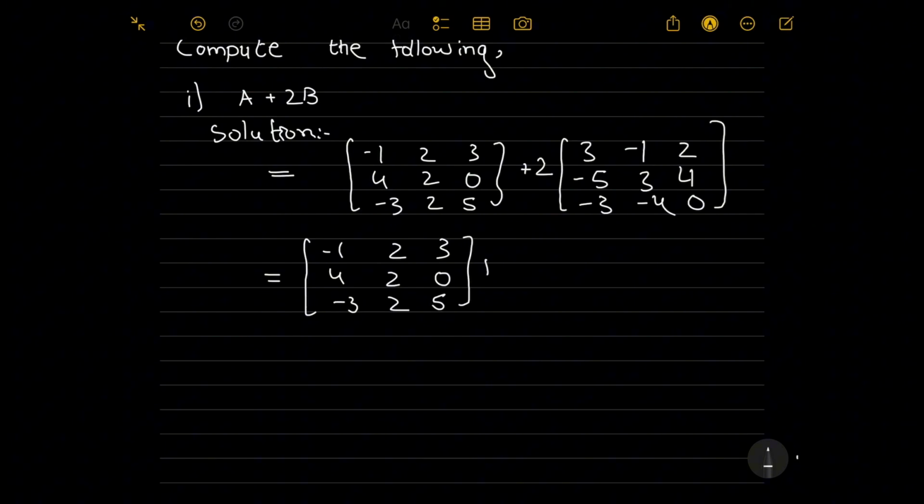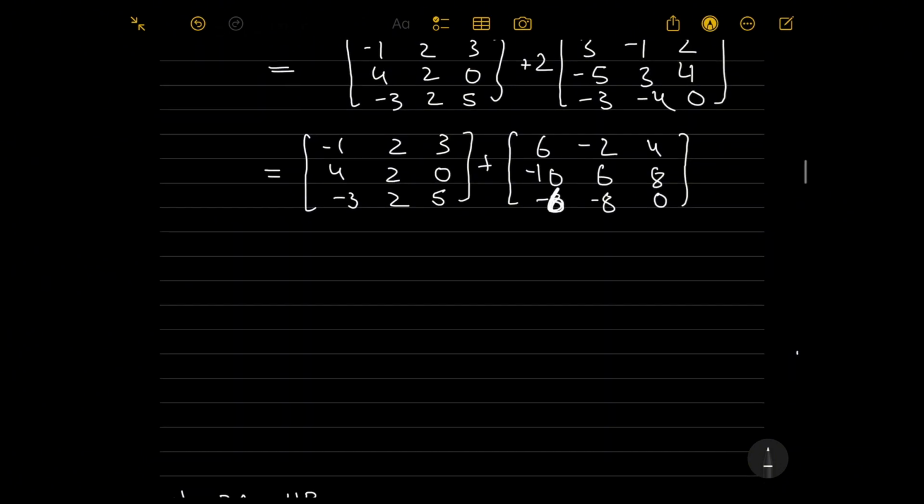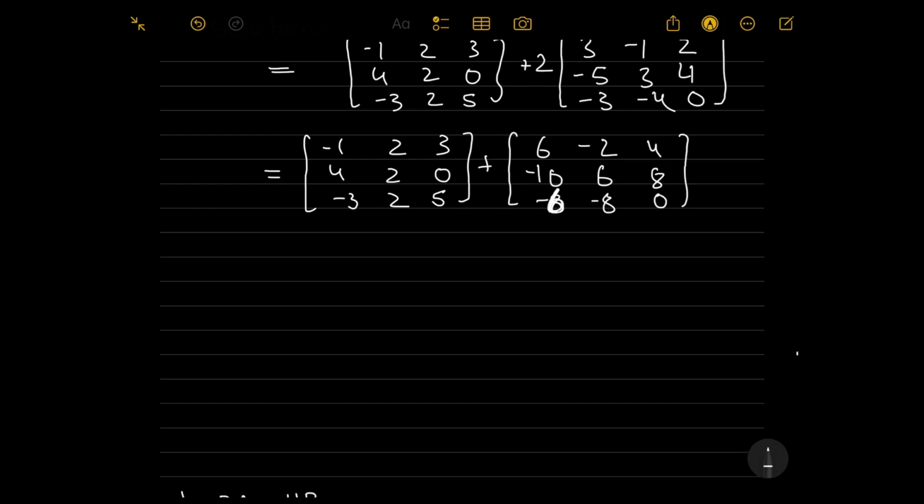Then multiply 2, so plus, it will become 6 minus 2, so minus 2, 4, minus 10, 6, 8, minus 6, minus 8, and 0. So this is minus 6, minus 8. Okay, we're gonna add these both.